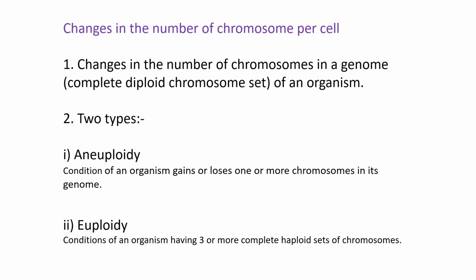Today's lesson we only cover aneuploidy. Aneuploidy is the condition of an organism that gains or loses one or more chromosomes in its genome. Euploidy is a condition where an organism has 3 or more complete haploid sets of chromosomes.